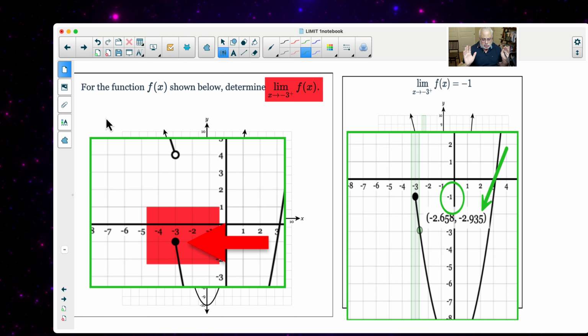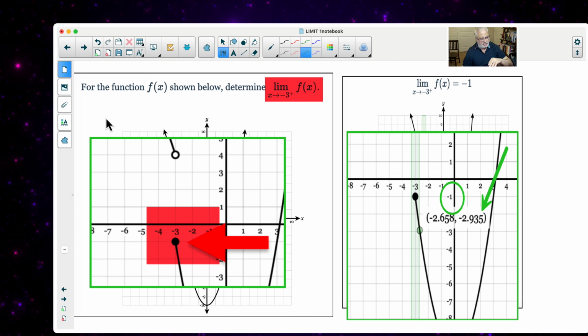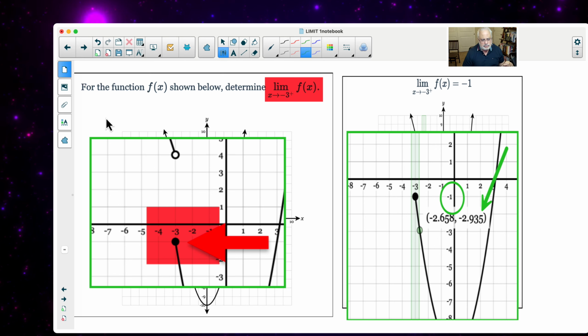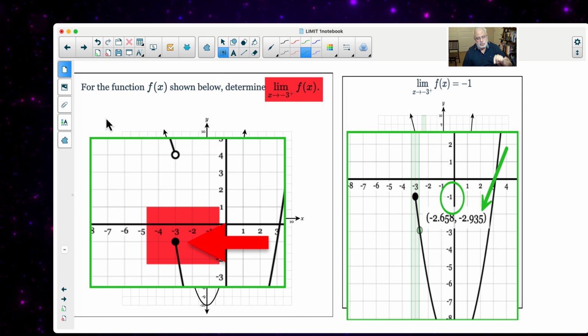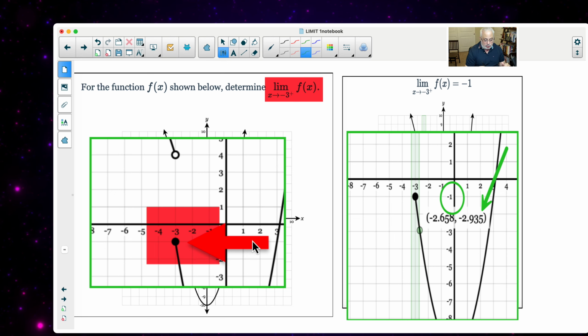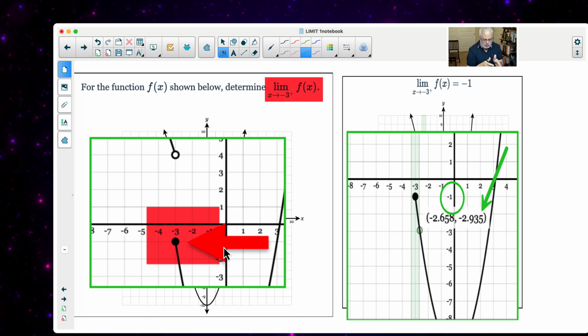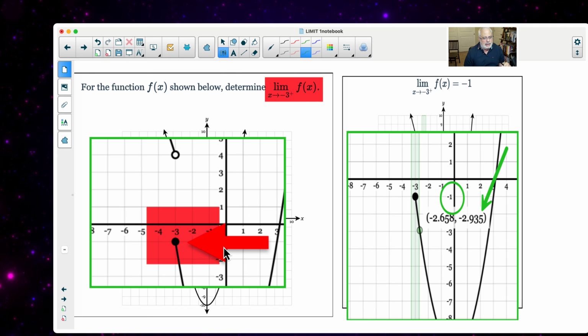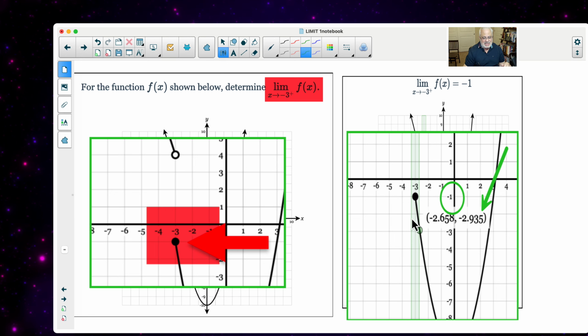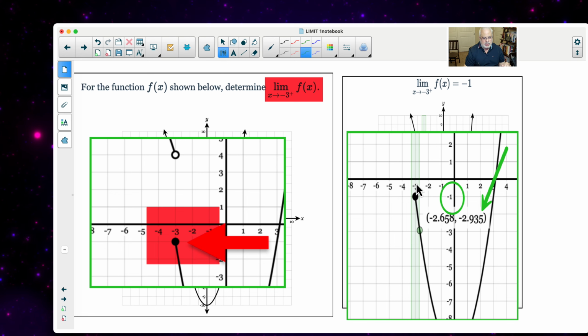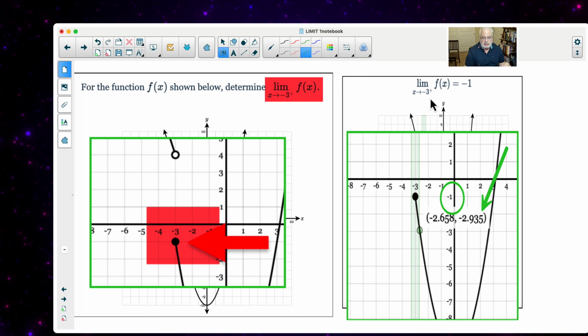We have another function f. We have the graph of that function right there. And notice the notation I highlighted in red, x approaching negative 3 from the right. Okay, look at the arrow here. I'm approaching negative 3 from the right. On the other side, you can see the same behavior. The same function f approaching negative 3 from the right.